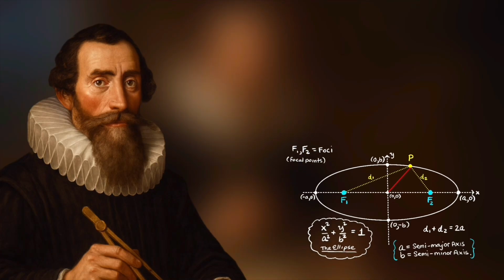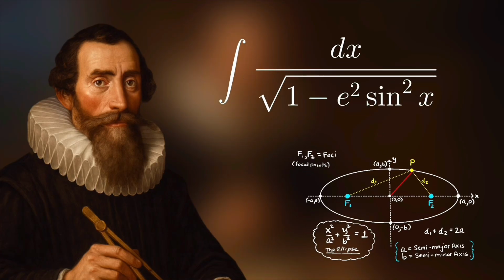But calculus had not been invented yet, and so studying the dynamics on an ellipse was breaking new ground. In calculus notation, Kepler wanted to predict the distance a planet traveled along its elliptical path, leading to the integral of this form, where e is the eccentricity, measuring how stretched out the ellipse is from being a circle.